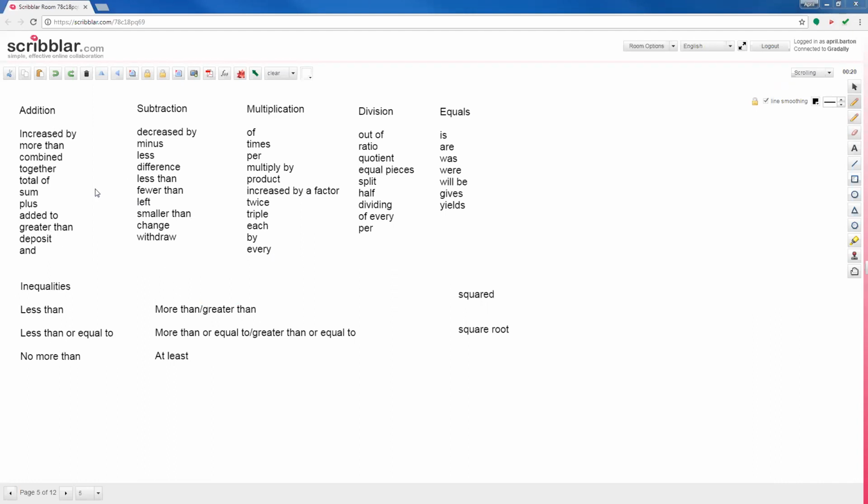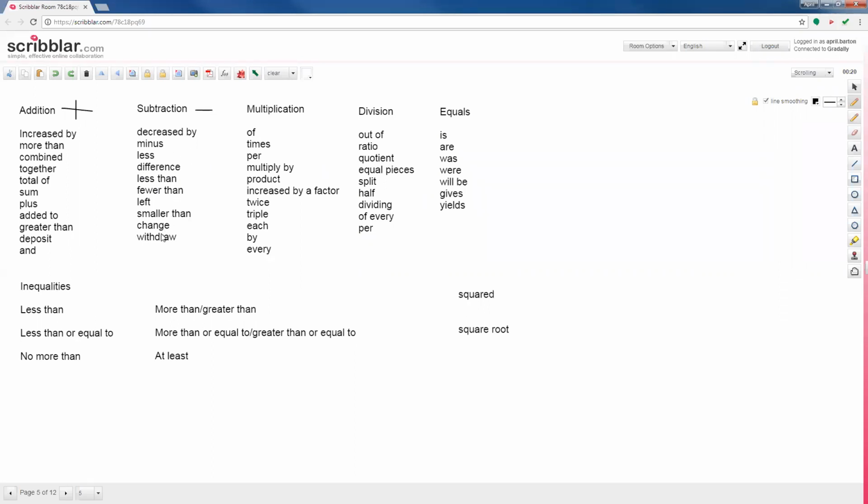But each of these is kind of a list of words that mean an actual math symbol. So like increased by, more than, combined. This whole list all means to use a plus sign. You're adding stuff together. Subtraction, decreased by, minus, less. Difference is a big one. You'll see difference a lot. So that's one that you really want to make sure you know. That's use a subtraction symbol.